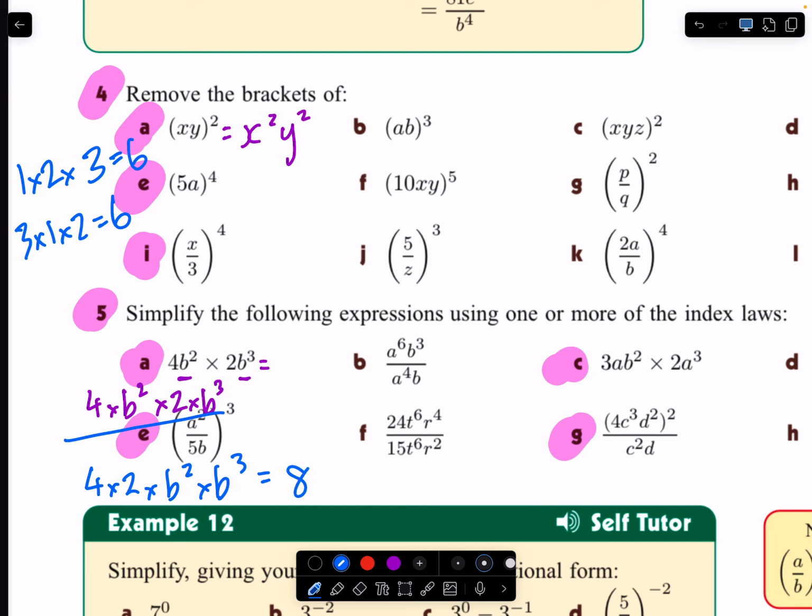Do I have 2 of the same base number? What do I do when I'm timesing the same base number with different powers? Add, subtract, what? You add them. 2 plus 3. B with 5. Okay?